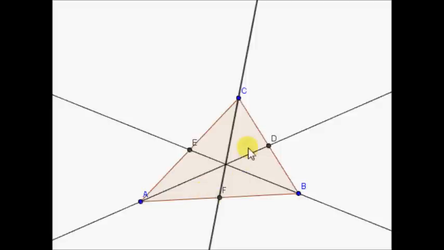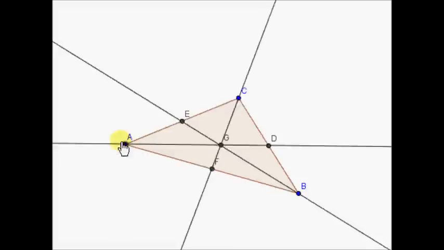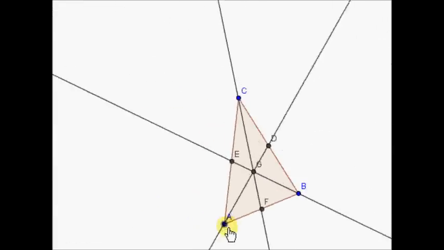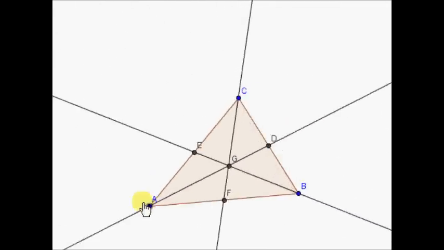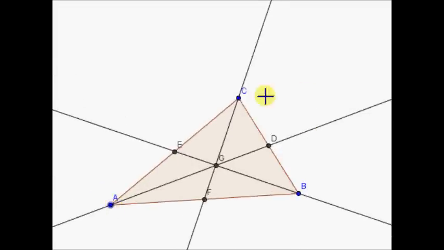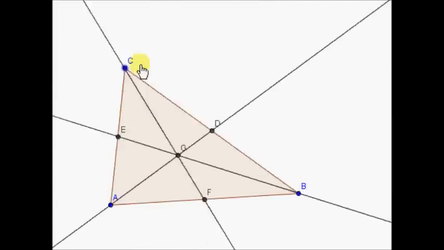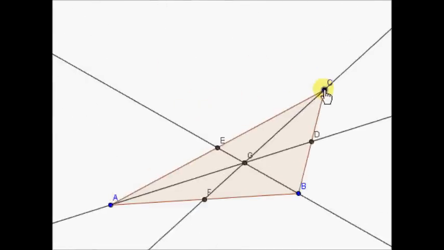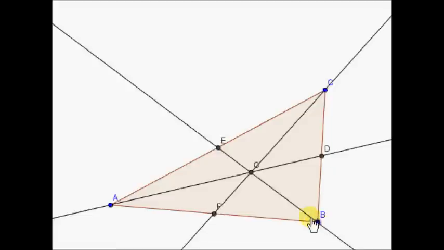We can observe that the three medians meet at the same point, and this point is called the centroid. Generally, we call it G, the point G. Now, if I move a vertex, you see that the shape of the triangle is moving. The three medians are following the movement, but they meet always at the same point, and this point is the centroid.